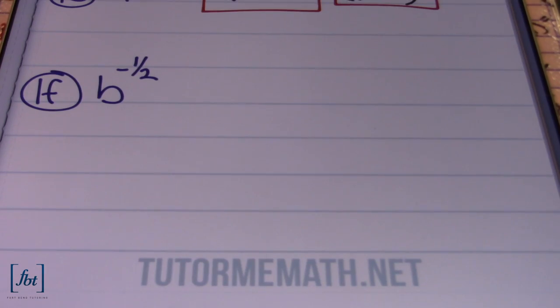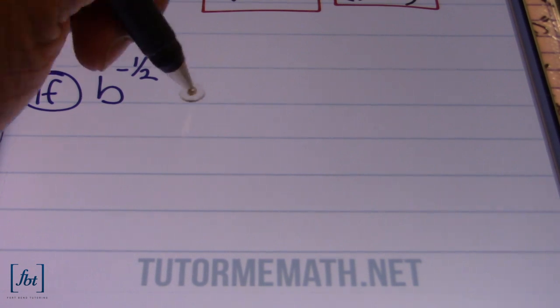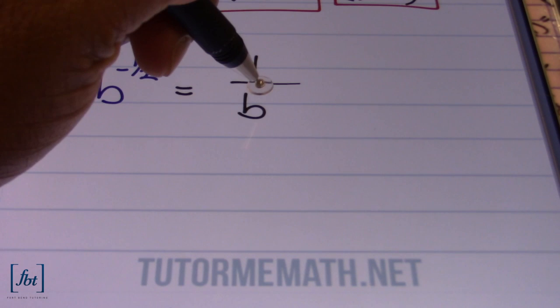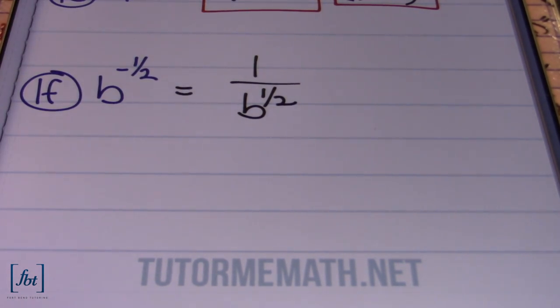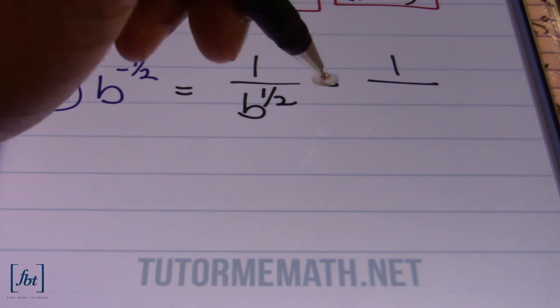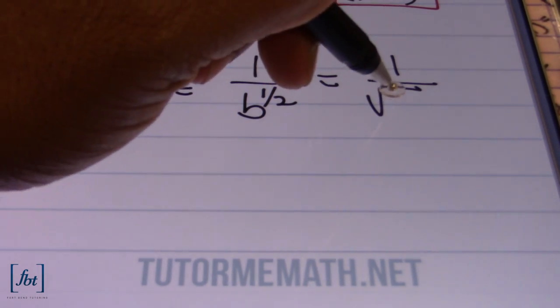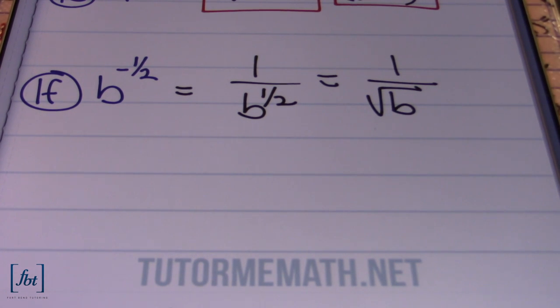Let's say that you have 1F with b to the negative 1/2 power. Well, the first thing you should be concerned about is the fact that you have a negative exponent, and we don't want negative exponents in our answer now, do we? All right, so we'll go ahead and rewrite this as 1 over b to the 1/2 power. Being as though they requested radical notation, that means that I can show that this denominator, b to the 1/2 power, can be written as the square root of b. So I have 1 divided by the square root of b.